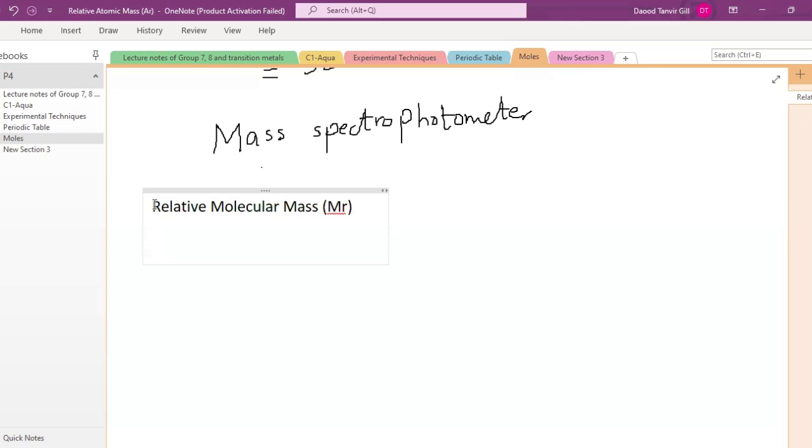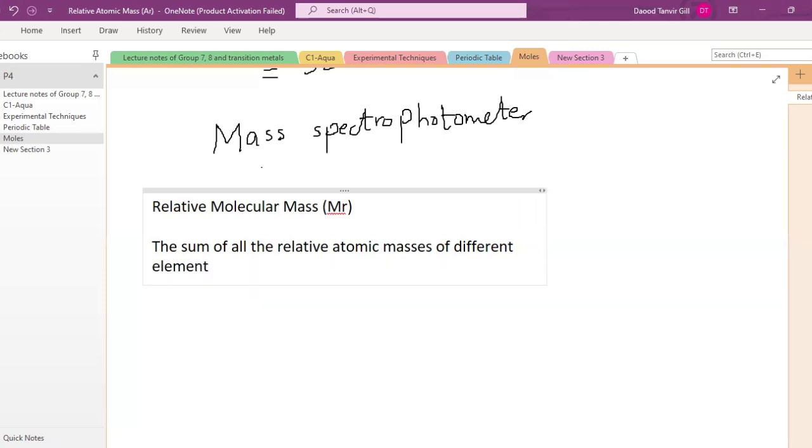I will write down its definition for you. It is the sum of all the relative atomic masses of different elements present in one molecule of a compound is called its relative molecular mass.